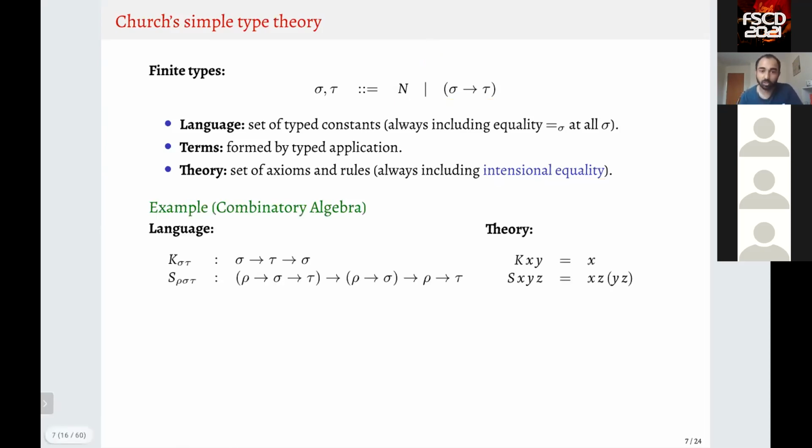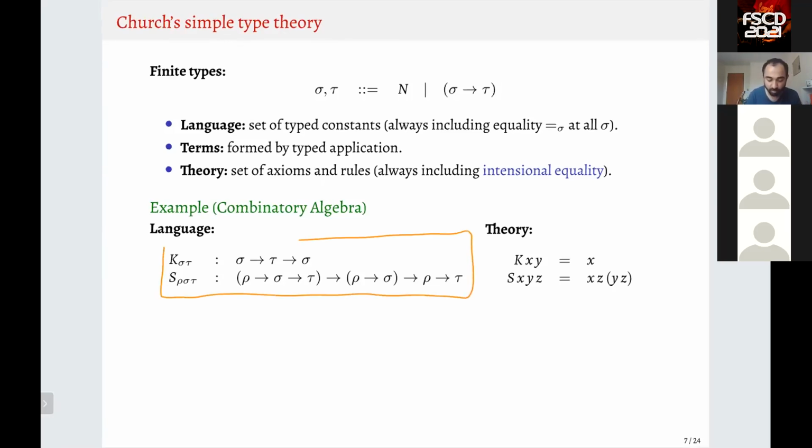And the simplest possible example is something you've probably at least heard of, which is combinatory algebra. And combinatory algebra is a simply typed theory that within its language has infinitely many constants for every pair and triple of types sigma, tau, and rho, sigma, tau, and is axiomatized elegantly by just a bunch of equations like this. Now here I've omitted the type annotations of K and S. They can actually be recovered from the syntax, but for ease of reading, I'll omit those. And this is a very nice example.